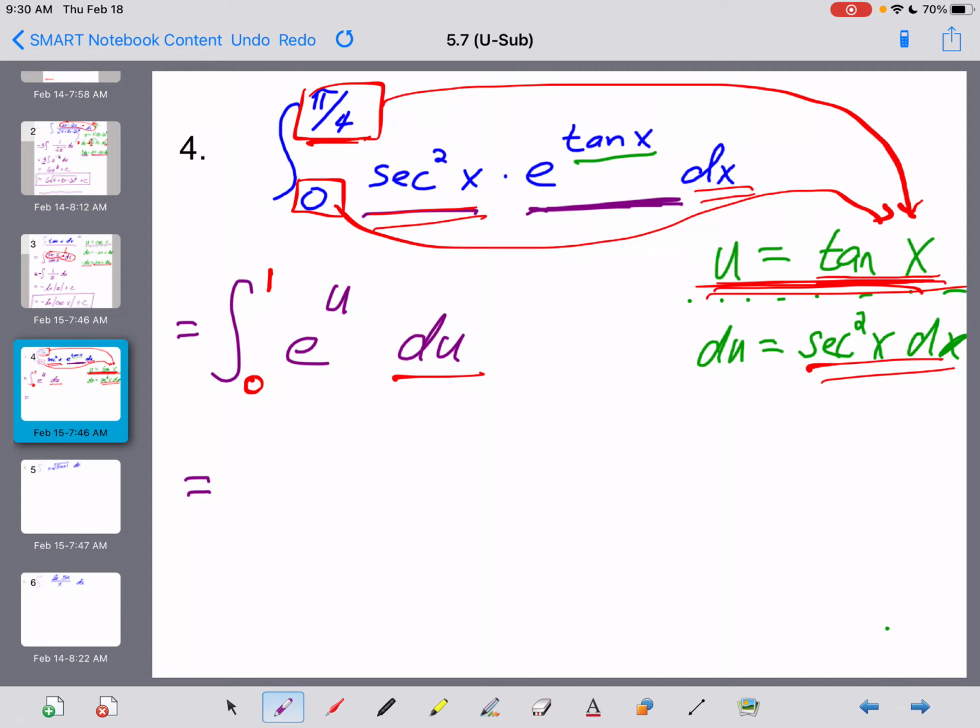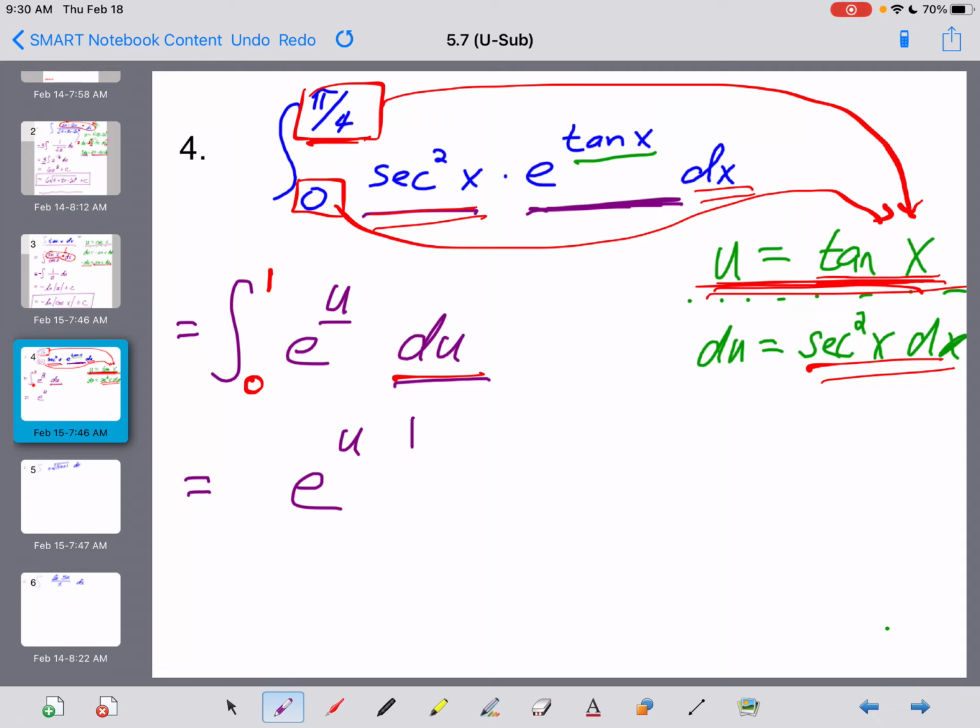So let's go ahead and anti-differentiate. The antiderivative of e to a power is the same base to the same power divided by the derivative of that exponent. Well, the derivative of u, taken with respect to u, is just 1. So we're done now with the antiderivative. E to the u is the antiderivative of e to the u.